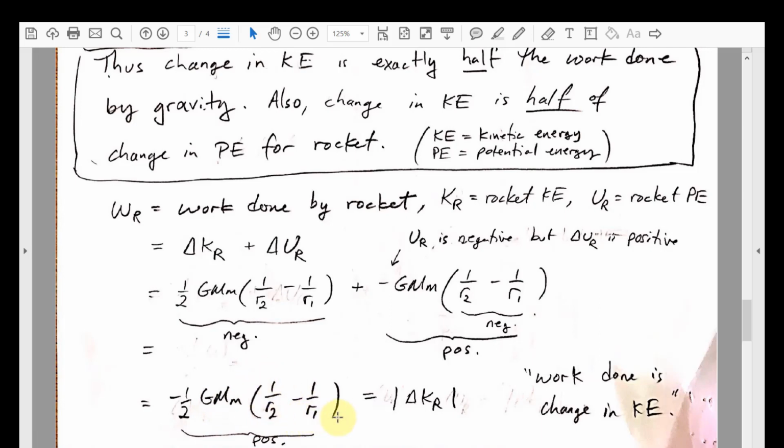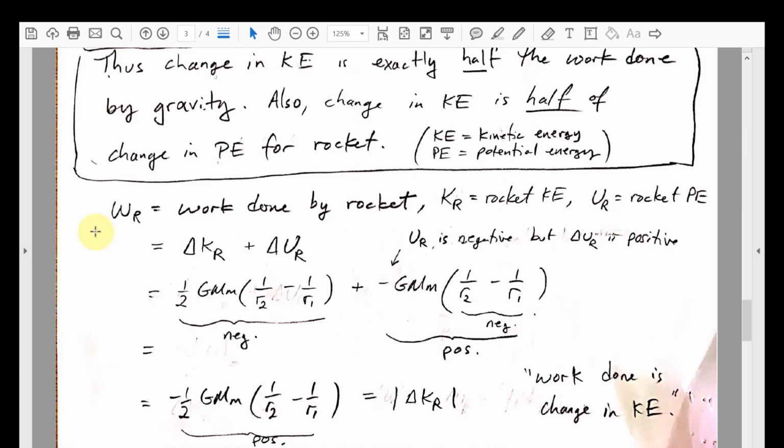which actually would be a positive value, which is the absolute value of the change in the kinetic energy of the rocket. So while the work done by the rocket is actually a positive, the change in kinetic energy is actually negative. But so we can connect the idea that it was the work done by the rocket that is contributing to the change in its kinetic energy. And it's a different thing to ask about the work done by gravity. The work done by gravity equates to a change in the potential energy of the rocket.